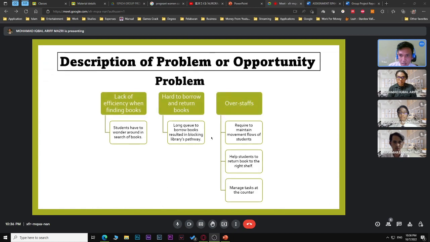The problems of our project are, first, we lack efficiency when finding books. This is because students have to wander around in search of books. Secondly, it's hard to borrow and return books. This is because long queues to borrow books result in blocking the library pathway. And lastly, overstaff. This is because staff are required to maintain the movement flow of the students, help students return books to the right shelf, and manage tasks at the counter.